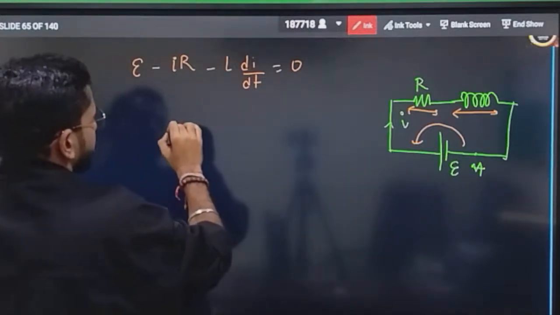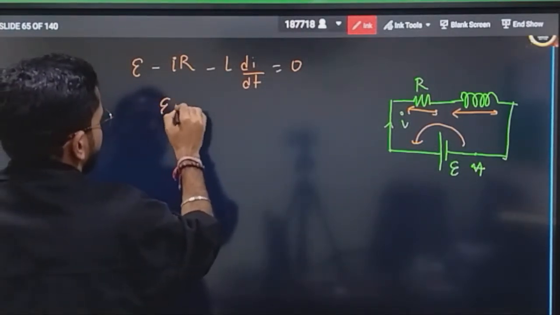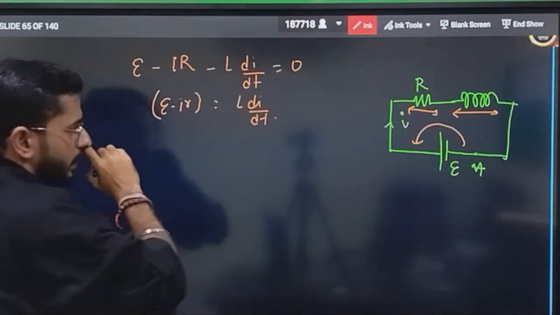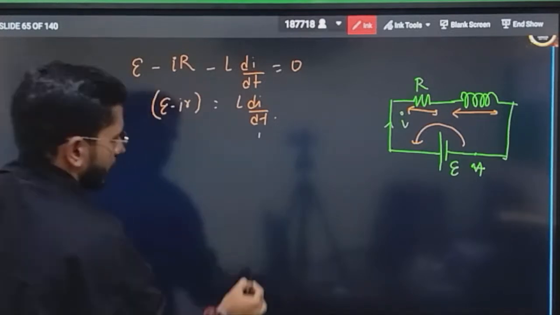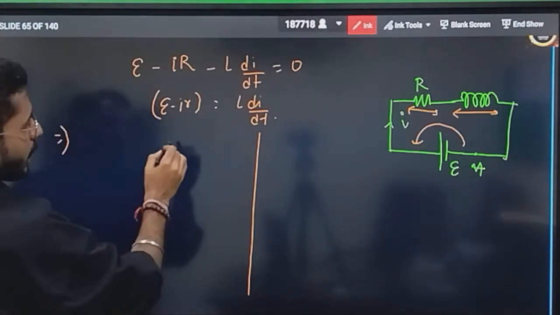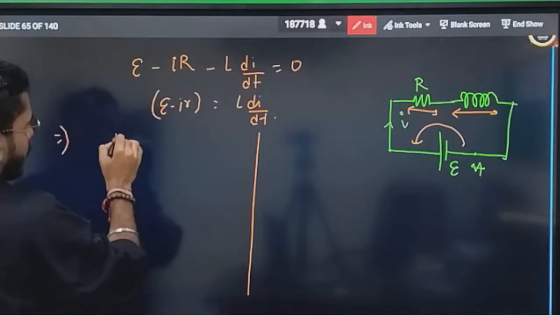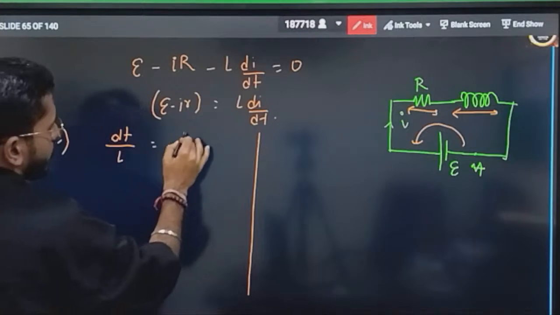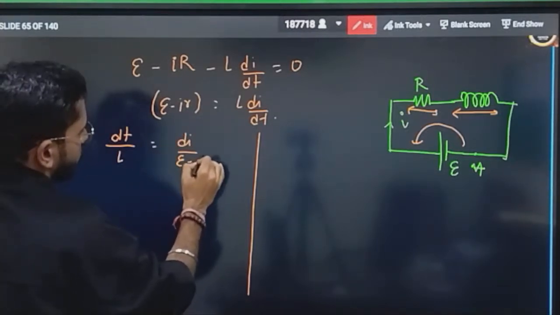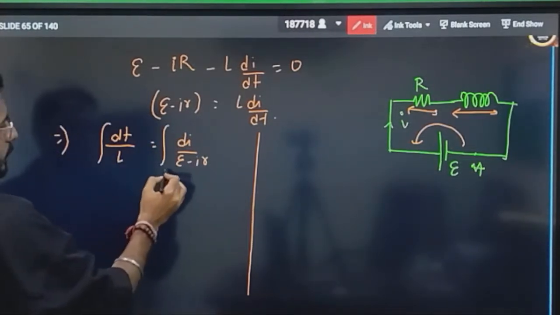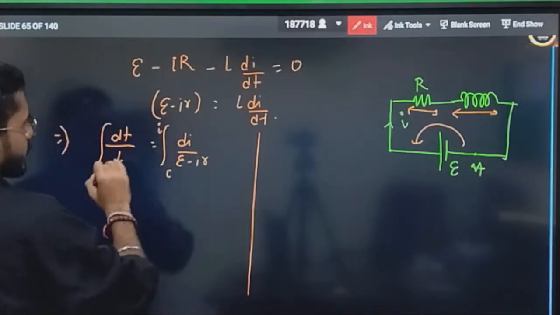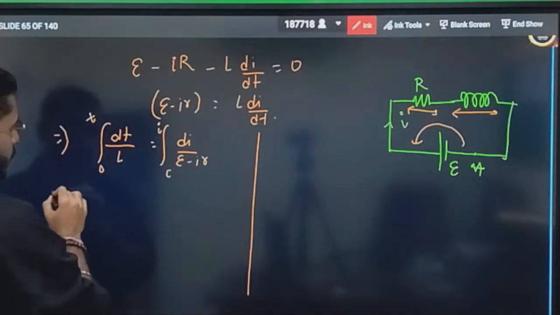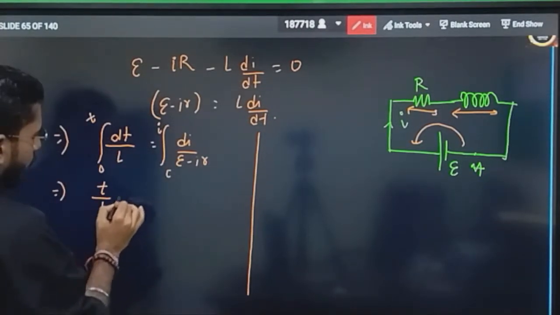Now see what you can do. Take E minus IR on one side, and take this L di by dt on the other side. Let's break this into two sections. Take the I section on one side and the dt section on the other side: dt by L, and on the other side di by E minus IR. Integration will be, initially let's suppose current is 0, finally some current I, initially time is 0, finally time t. Here it will be simply t by L.